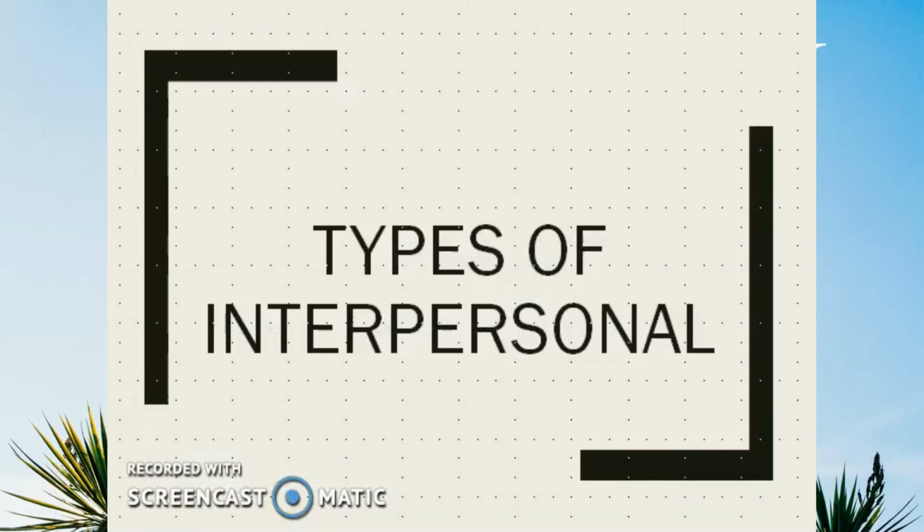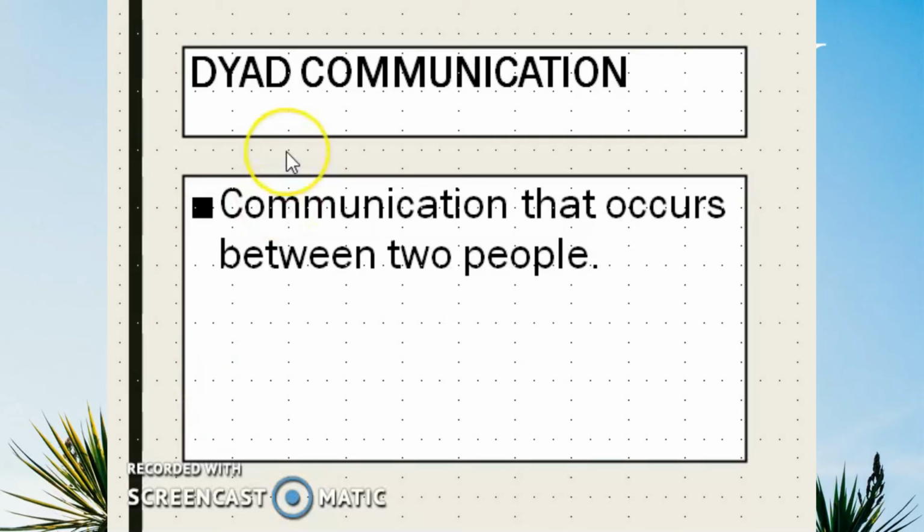So we have different types of interpersonal. It varies depending on the number of the persons you are talking to. The first type of interpersonal is the dyad communication. When we say dyad communication, that is a communication between two persons. Let's say, for example, you are having a one-on-one conversation with your teacher, or with your best friend. So those are examples of dyad communication.